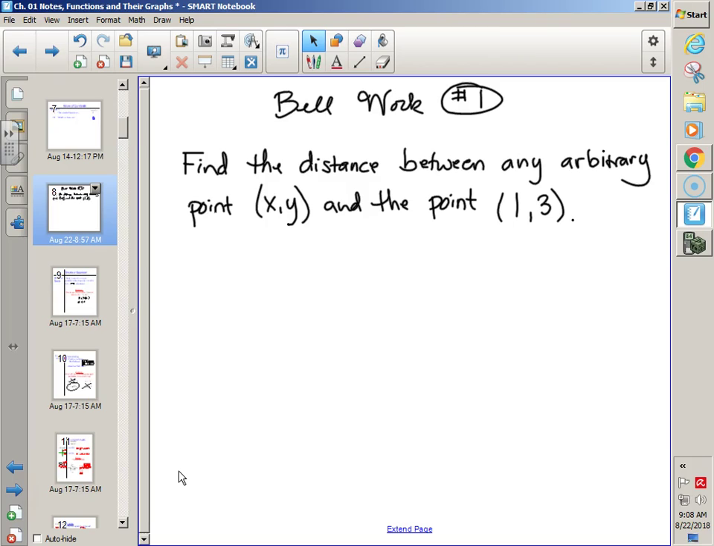So distance between, distance. As soon as you saw that word, what did hopefully a lot of you guys think of? The distance formula. Good. From section, wasn't that 1.1? Okay, so distance formula from section 1.1. And how does the distance formula go? Equals.